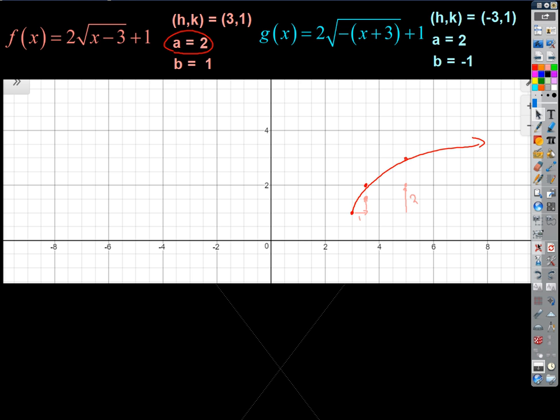So how about this one then? Here's what you told me were the parameters for this square root function. So we're going to start at -3, +1. So that's right there. This time a is 2, so we're stretching horizontally by a factor of 2. But what is b doing if b is -1?